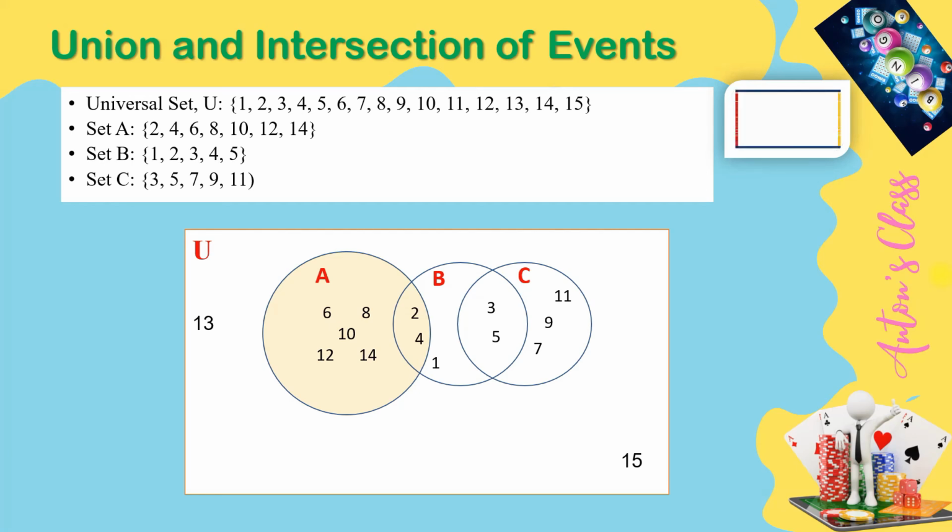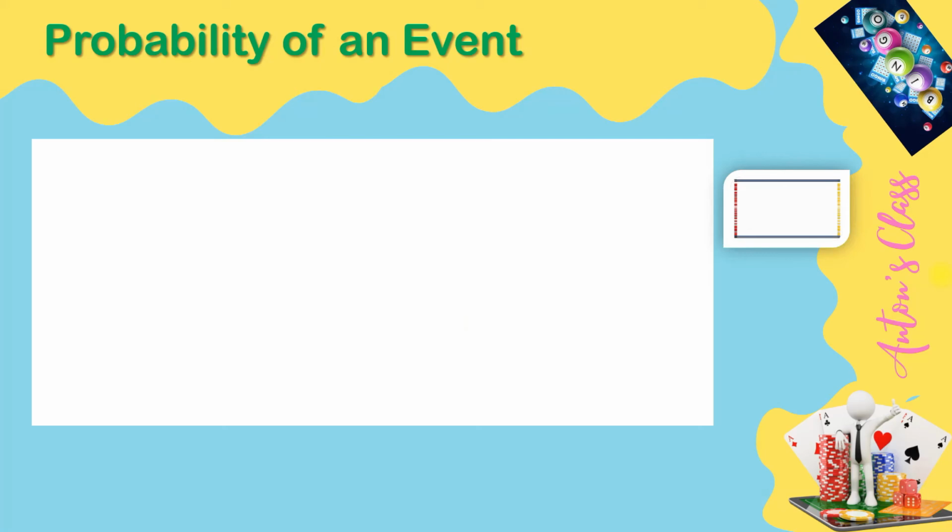Also, for event C, we have the odd numbers from 3 to 11. Between events B and C, the intersection has the elements 3 and 5. So this is the Venn diagram illustration of the union and intersection of events. Let's proceed. Now, illustrating the probability of an event.